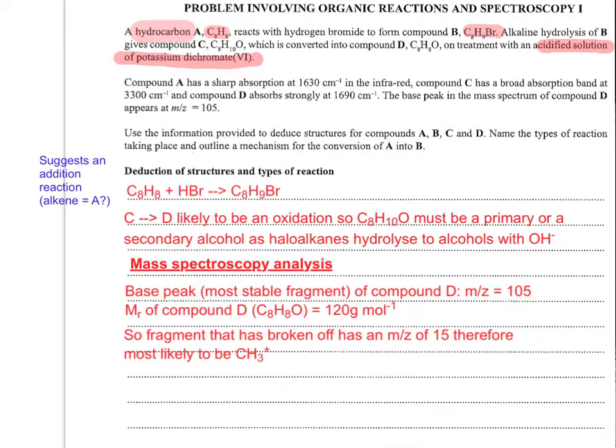Now, as I was thinking there, I also realised I didn't fully explain what my deductions had been for the hydrolysis. So I worked out that C8H10O must be a primary or secondary alcohol, because haloalkanes, which is obviously compound B, are hydrolysed to alcohols in the presence of OH-. So we can't really say anything more about the mass spectral analysis. We can go on to the infrared information now.